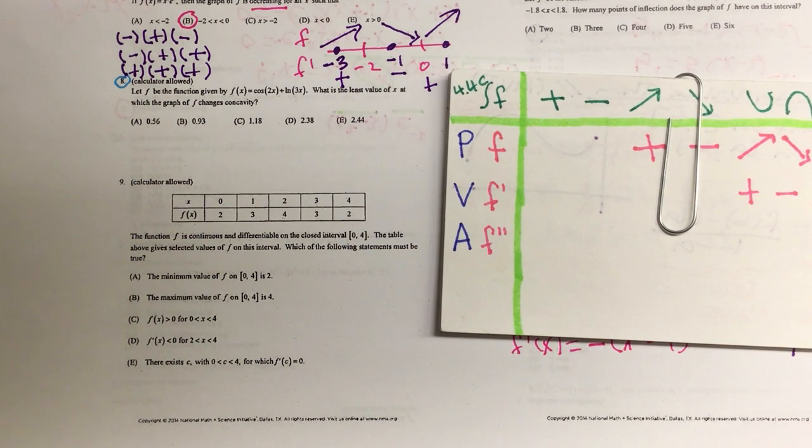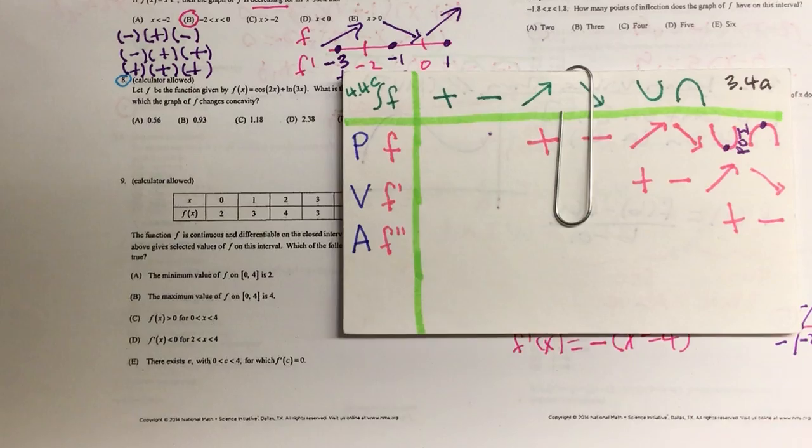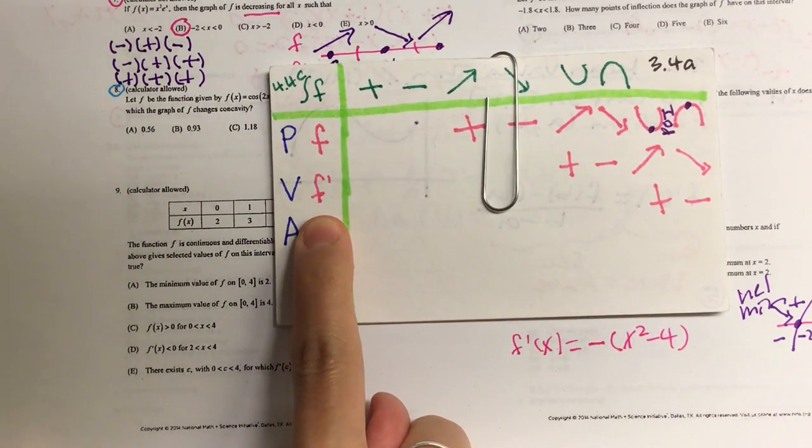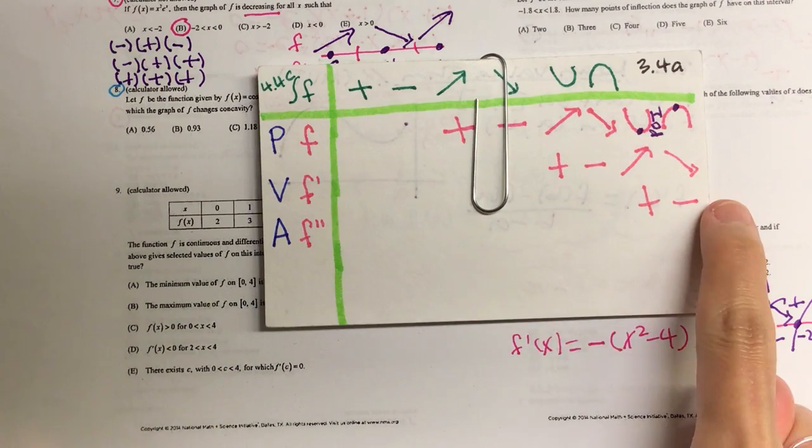Let f be the function given by f of x equals cosine of 2x plus natural log of 3x. What is the least value of x at which the graph of f changes concavity? For me, I think the easiest way to find this one would be by finding the derivative. Once I find the derivative, our point of concavity is going to happen when the first derivative is changing directions.